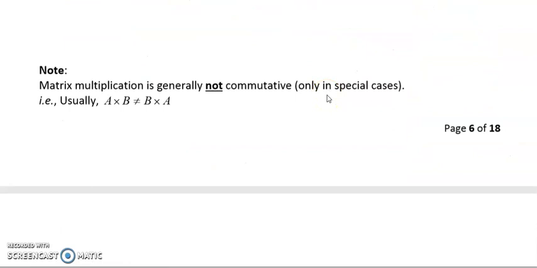So in general, everyone, if you look at the bottom here on page 6, matrix multiplication is not commutative. Now, we've already seen that it's commutative under addition, but it's not, in general, commutative under multiplication. So in other words, A multiplied by B, assuming you can do that, is not usually going to give you the same result as B multiplied by A.